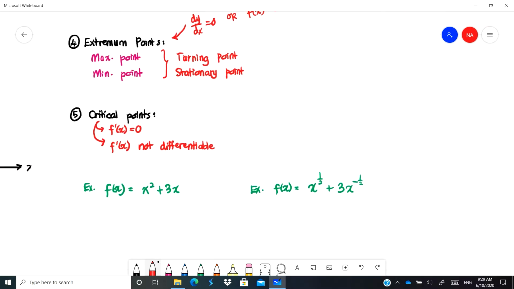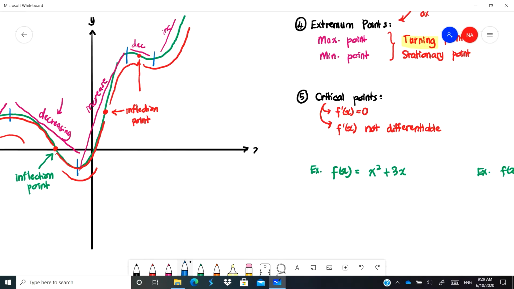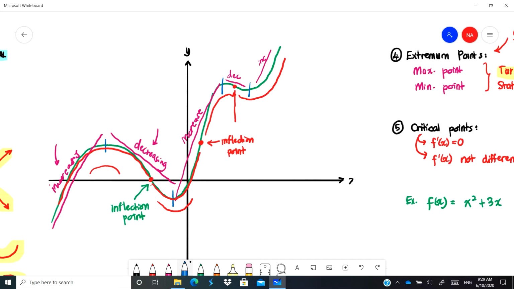We note that sometimes these maximum points are called turning points. Let's say this is them. So what is meant by maximum? This point is a maximum, this point is the minimum, and this point can be a maximum there.